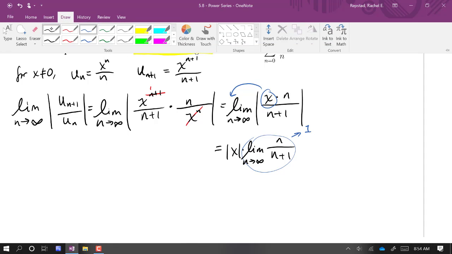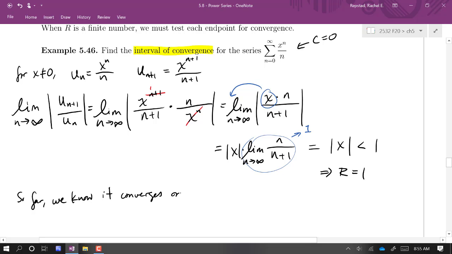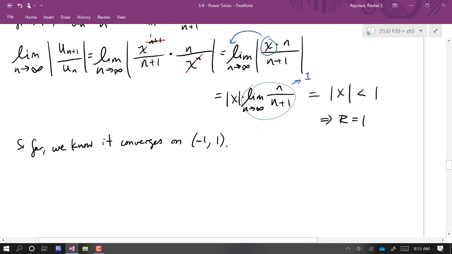Those ratios get closer and closer to 1. So if I take that limit of 1, I have to multiply that by the absolute value of x. So the result is the absolute value of x, and we know that we will get convergence when that is less than 1. It's centered at 0, so absolute value of x less than 1 gives us a radius equal to 1. So far, we know that it converges on the open interval from -1 to 1. We need to test the endpoints.